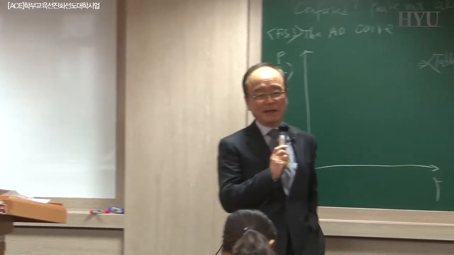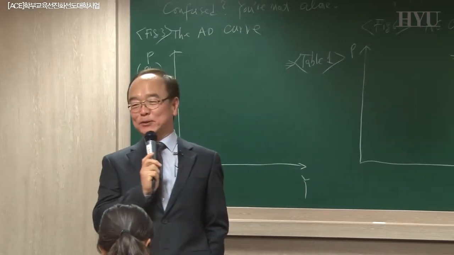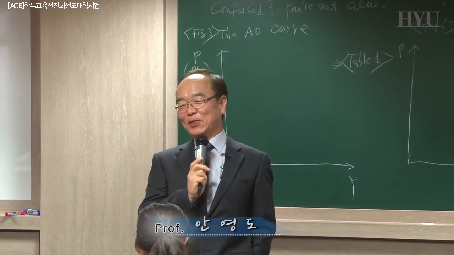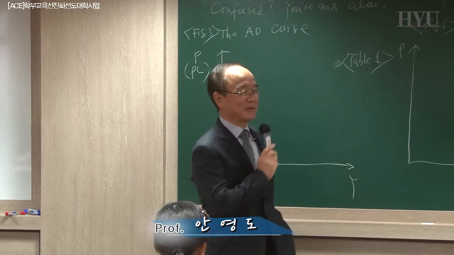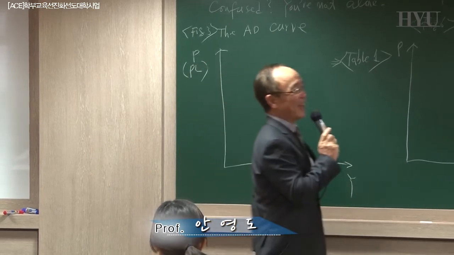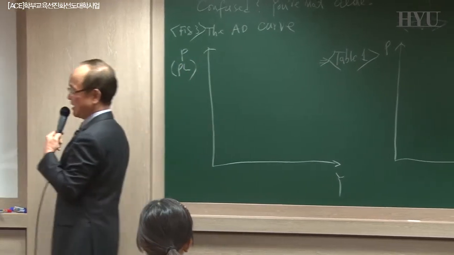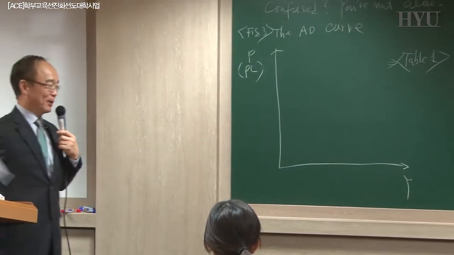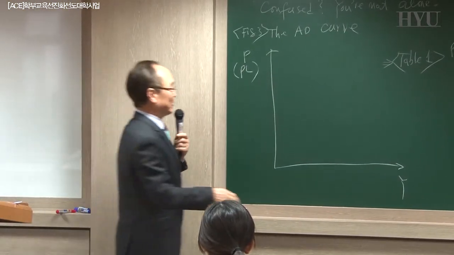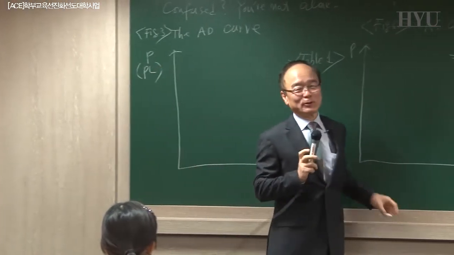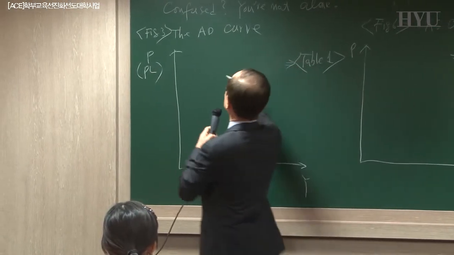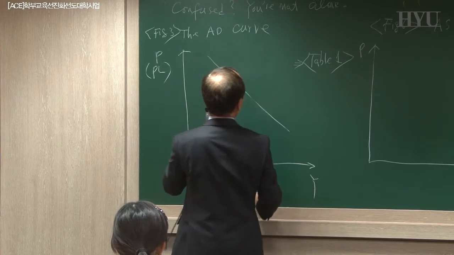Physics topic, AS-AD, very confusing. You are not alone. It's confusing to everyone. Let's review this one. We discussed this the other day, I mean Monday. Why is this downward sloping? This one. There are three reasons.